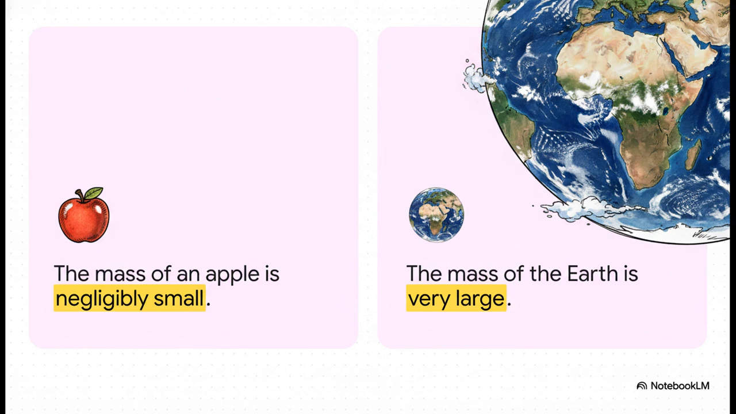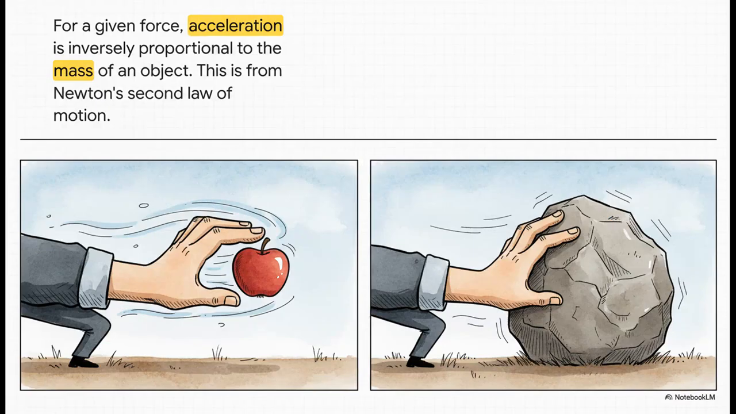The answer, in a single word, is mass. The force might be the same, but the things that force is acting on are just wildly different. An apple's mass is basically nothing, while the Earth's mass is almost too big to even imagine. And here's the physics principle that makes it all make sense. It comes from Newton's second law of motion. Basically, if you apply the same push to two different things, the lighter one will speed up a lot, and the really heavy one will barely even budge.